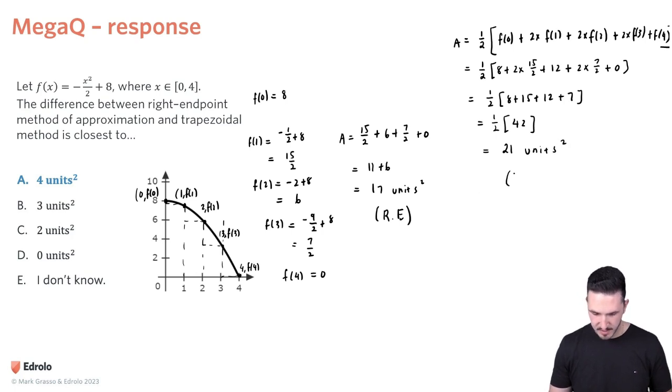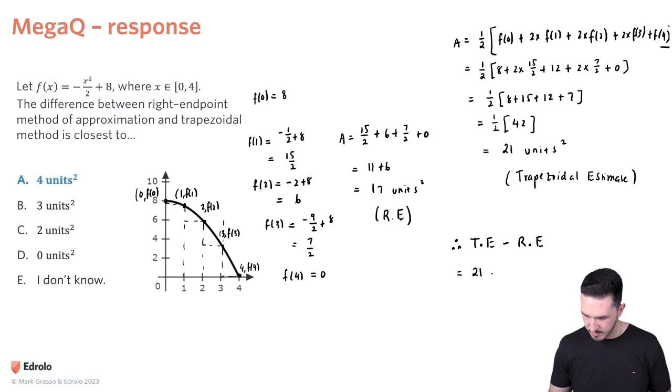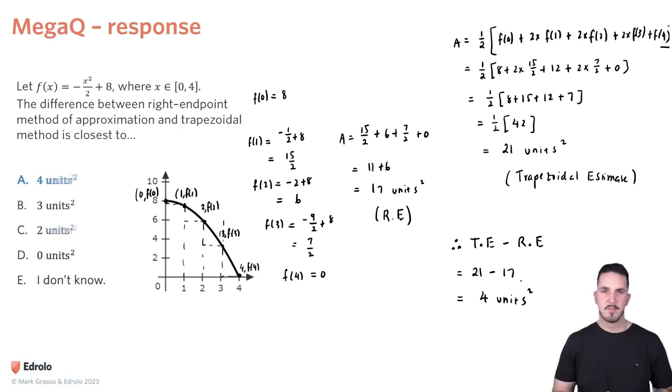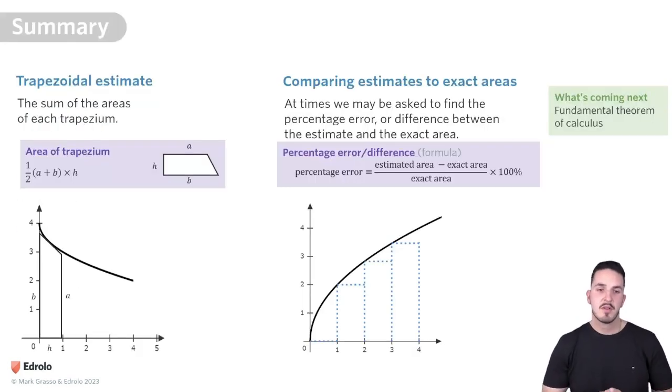And this was for the trapezoidal estimate. So therefore the difference, if we have the trapezoidal estimate minus the right endpoint estimate, is equal to 21 minus 17, which is equal to 4 units squared. So in summary, we can use the trapezoidal estimate to find the area under a curve.